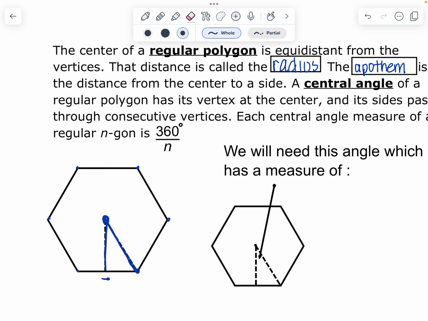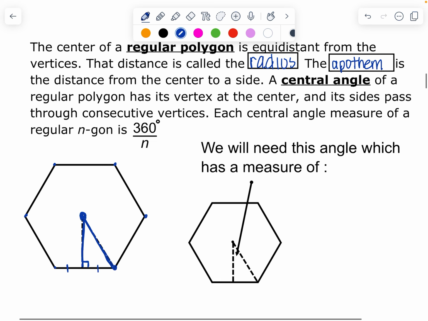I'm going to get rid of this circle here so that we can make sure we see it. So it goes to the midpoint and it hits it at a right angle. So it's actually a perpendicular bisector, right? So you get a midpoint, so these two pieces are congruent, and then it makes a right angle.